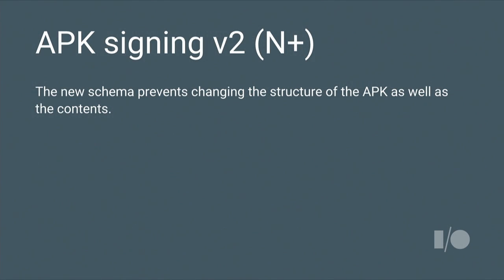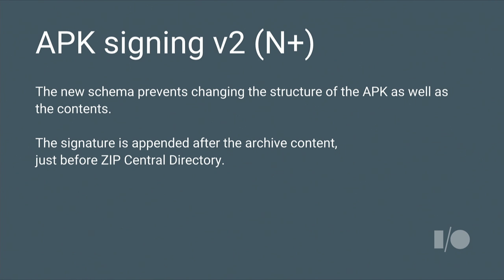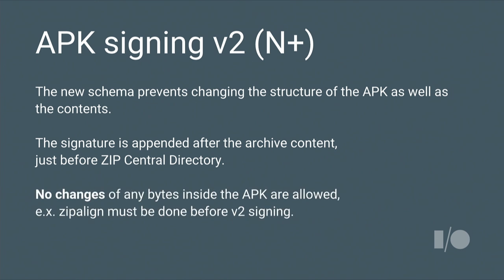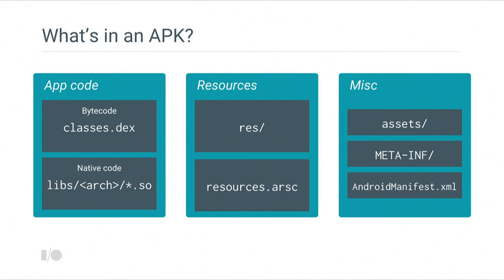But we have this new APK signing scheme, version 2 in Android N, which changes things a little bit. So it makes it a little bit difficult, or let's say impossible, to actually change anything inside the archive. It's more secure. The signature is computed over all the bytes in the APK, so all the content in the APK, and then it's appended towards the end of the zip archive. Not exactly at the end of the file, but just before the zip archive central directory. And like I said, no changes are allowed. And what's more, zip-align has to be run before the v2 signing. So that complicates things a little bit. Fortunately, Android Studio has made some improvements, and I'm going to tell you why.